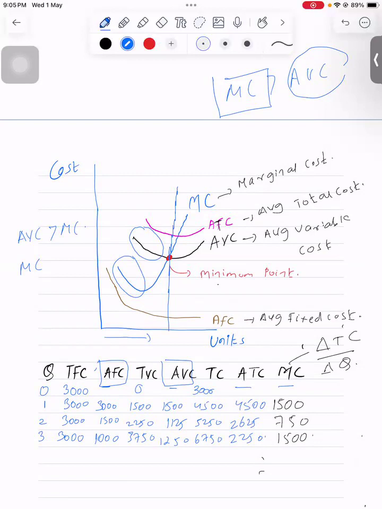Okay, up to minimum point, your marginal cost is less than average variable cost. And after minimum point, marginal cost is more than average variable cost. Cost to produce every extra unit will be higher. Okay, after minimum point, so this will lead to diminishing marginal returns in your production process.